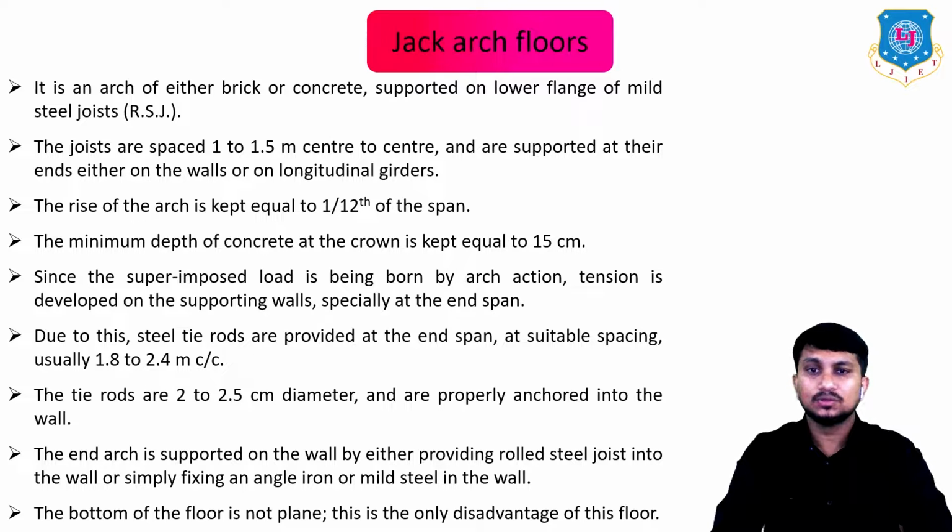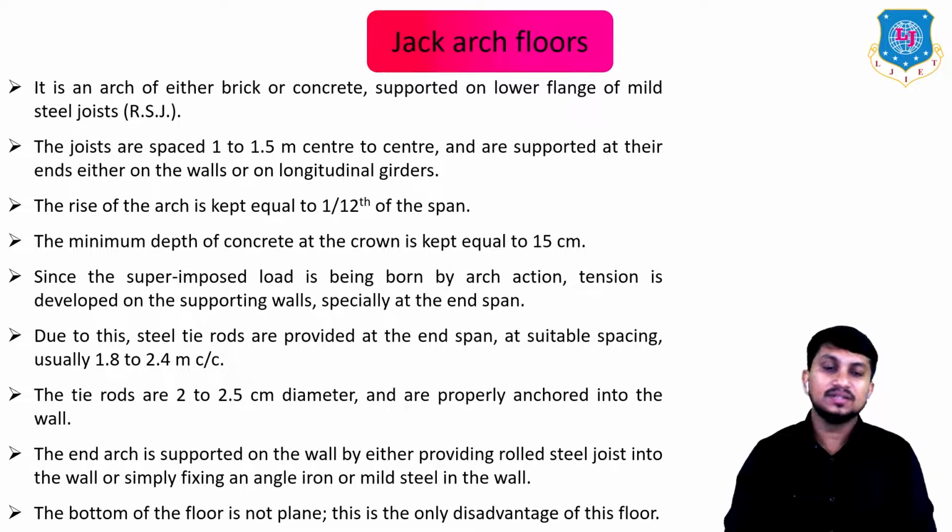Since the superimposed load or live load is being borne by arch action, tension is developed on supporting walls, especially at the end span. Due to this, steel tie rods are provided at the end span at suitable spacing, usually 1.8 to 2.4 meters center to center. The tie rods are 2 to 2.5 centimeter diameter and are properly anchored into the wall. The end arch is supported on the wall by either providing rolled steel joists into the wall or simply fixing an angle iron or mild steel in the wall.